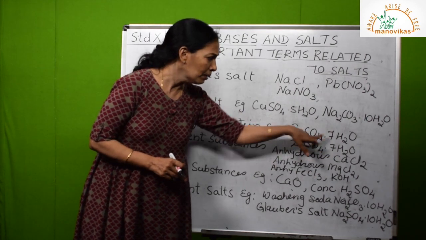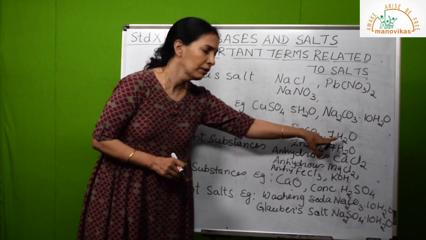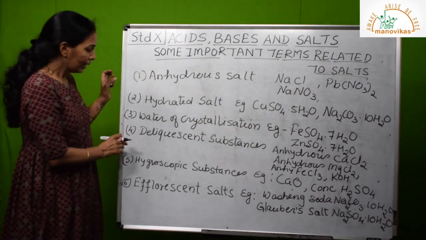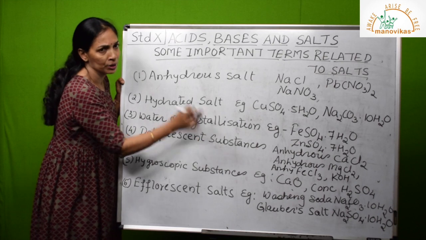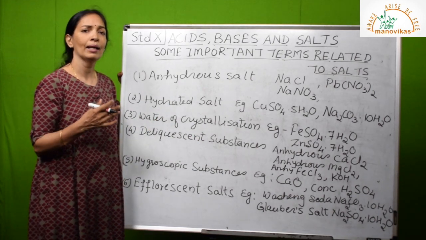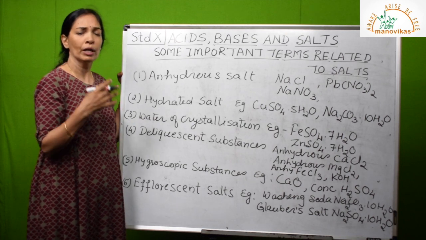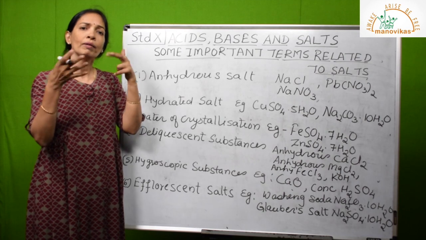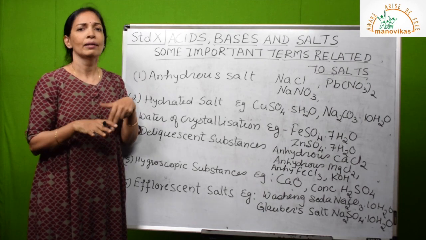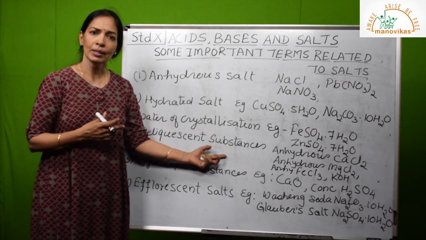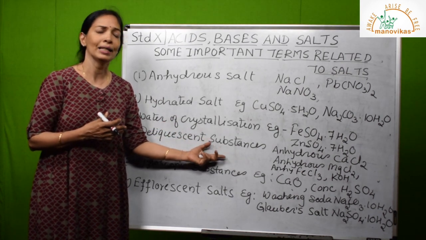So these are some other examples: FeSO4.7H2O, green vitriol, ZnSO4.7H2O. Next term is deliquescent substances. What are deliquescent substances? Some substances can absorb moisture. They are water soluble substances. They absorb moisture from air and dissolve in the absorbed moisture and convert into liquid state. These are called deliquescent substances and this phenomenon is called deliquescence.